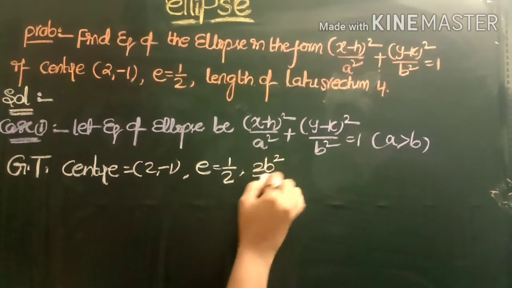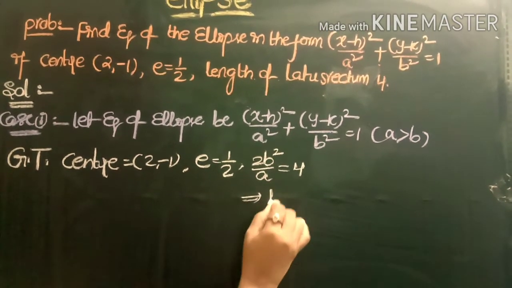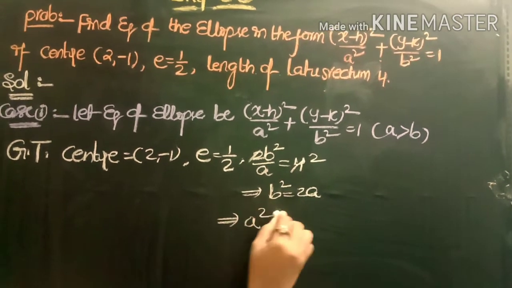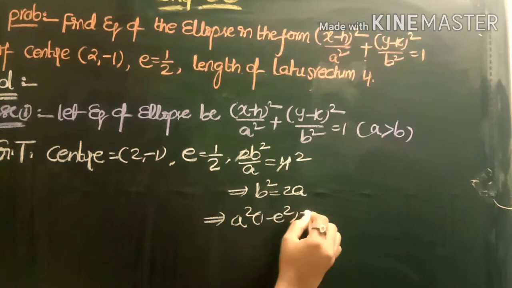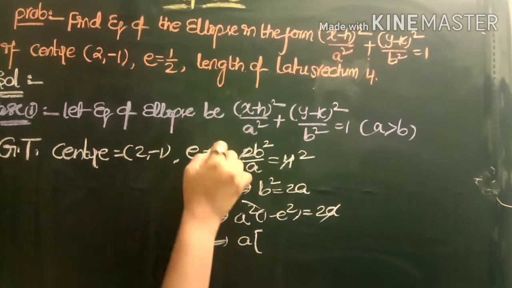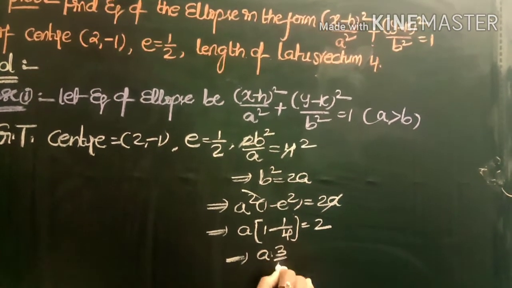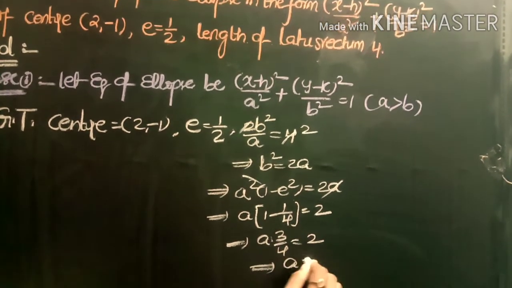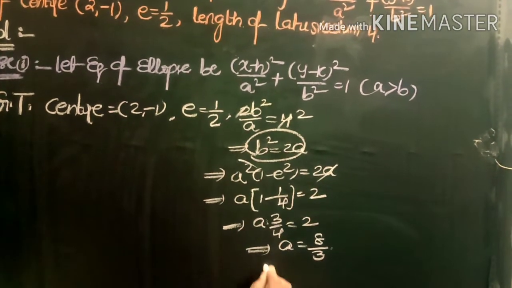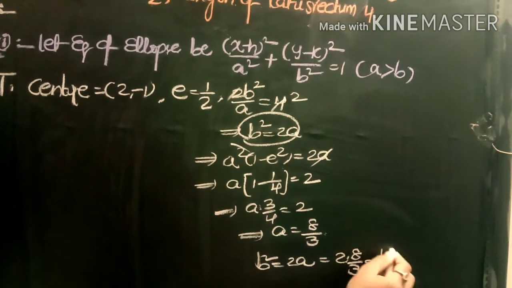In the first case the length of the latus rectum is 2b square by a, that is 2b square by a is equal to 4, which implies b square is equal to 2a. And what is the b square formula? b square is equal to a square into (1 minus e square), since this is the first case. So 2a equals a into, what is the e value? 1 by 2, that is 1 minus 1 by 4, is equal to 2. Here a into 3 by 4 is equal to 2, then the value of a is equal to 8 by 3. Now b square is equal to 2a, that is 2 into 8 by 3 equals 16 by 3.